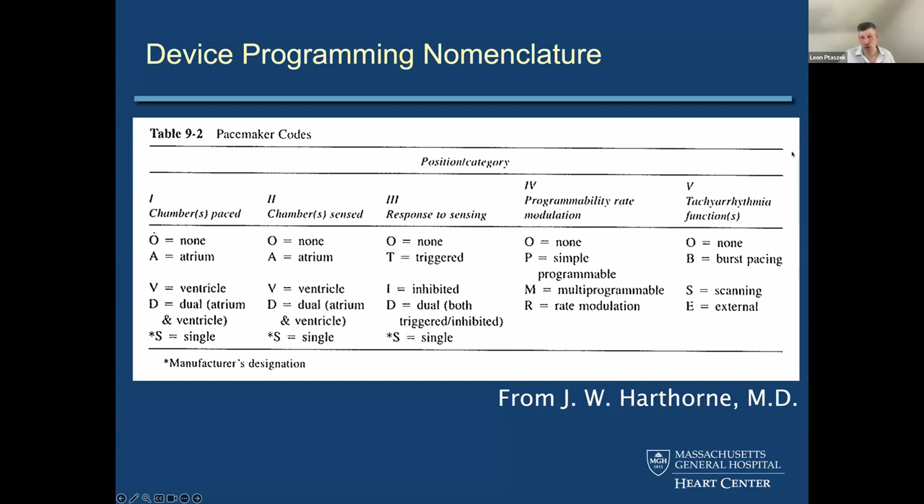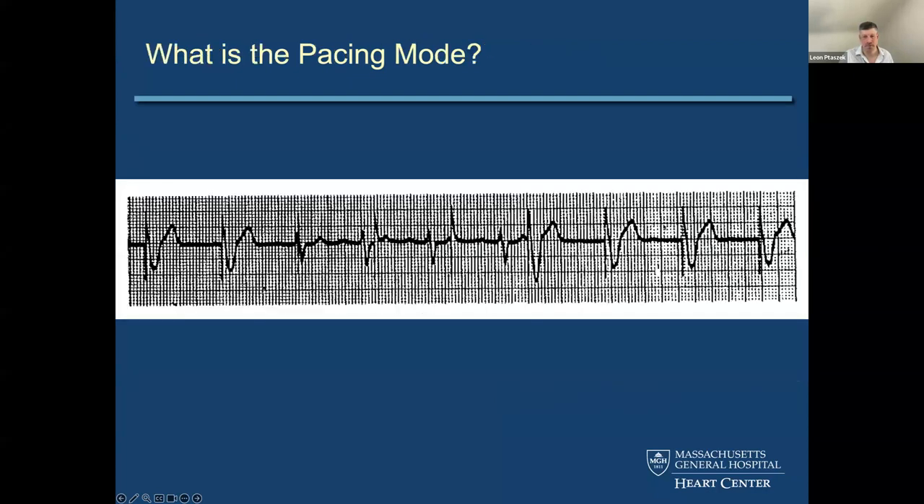This fifth category is not really used very often anymore, because people typically describe tachyarrhythmia programming separate to bradyarrhythmia programming, and the atrial burst pacing that was at one time discussed for use of treatment of atrial arrhythmias has largely fallen by the wayside. So really, you're just going to see these first four categories described, not the fifth.